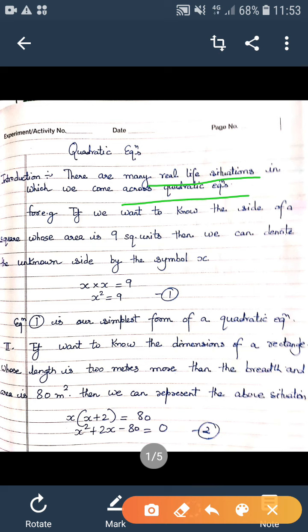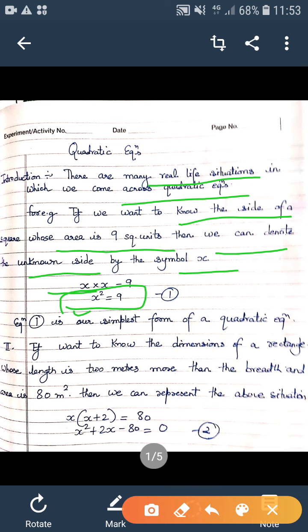For example, if we have a square and its area is given to be 9 square units, we want to find the side of the square. Then how do we denote this by an equation? We can denote the unknown side by the symbol x, and because area of the square is side square, so x multiplied with x gives us 9, that means x square equals 9. So this equation is one of the simplest forms of the quadratic equation. We can see that the degree of this variable x is 2, therefore it is a quadratic equation.